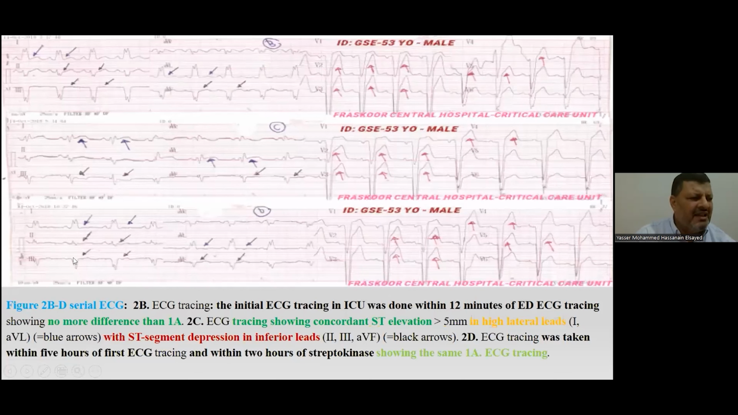The second ECG, second tracing, shows the starting of ST elevation, as you see, in leads 1 and AVL. 1 and AVL are the high lateral segments of the ECG. 1 and AVL leads are the high lateral segment of the heart. It is the smallest myocardial infarction on ECG, but the most painful one.